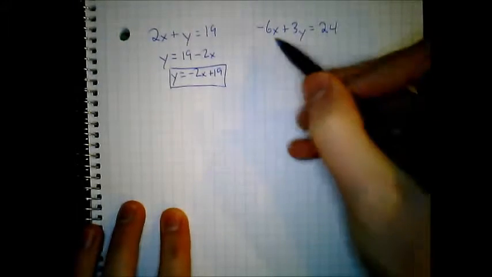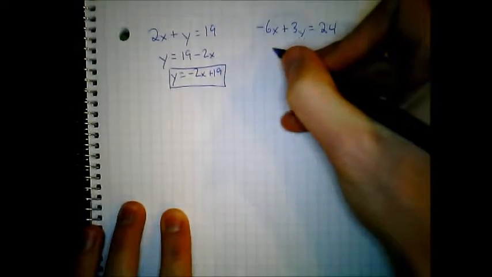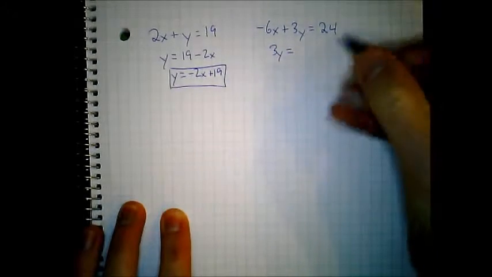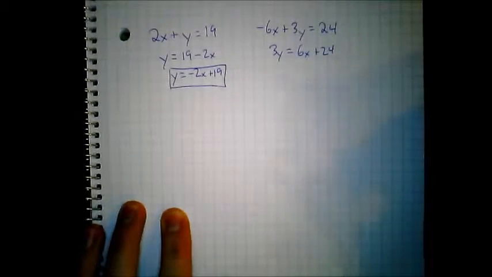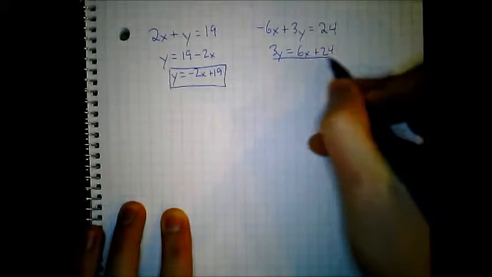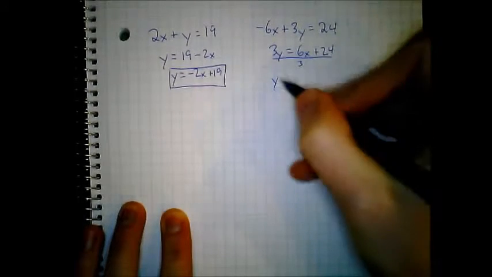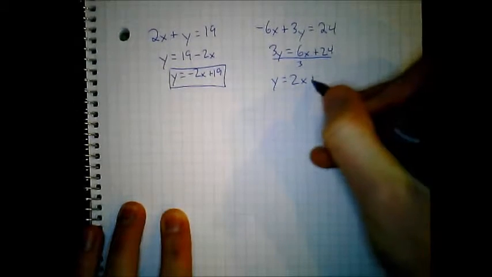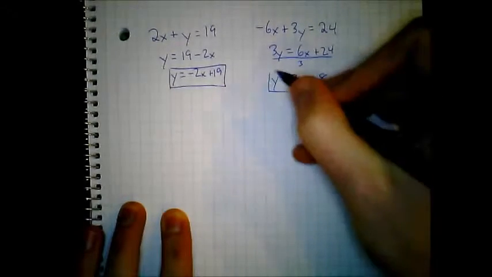Okay, in our right example, I want to add 6x to both sides to cancel out my negative 6x. So I get 3y equals 6x plus 24, or 24 plus 6x. And now I divide everything by 3. And I get y, because I want to know what each y equals. So y equals 2x plus 8. Okay, we have 8 tiles in figure 0, and we're adding 2 tiles each time.